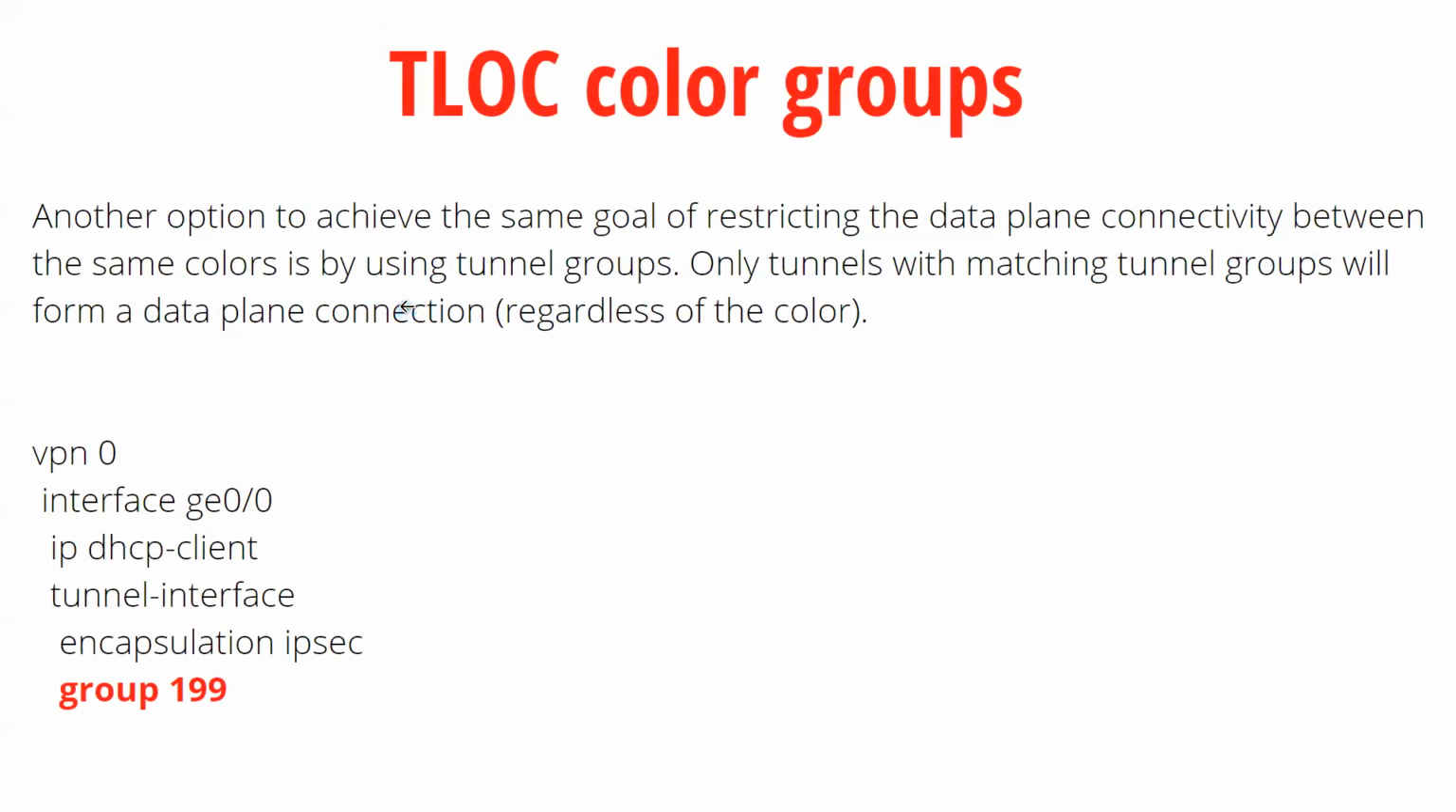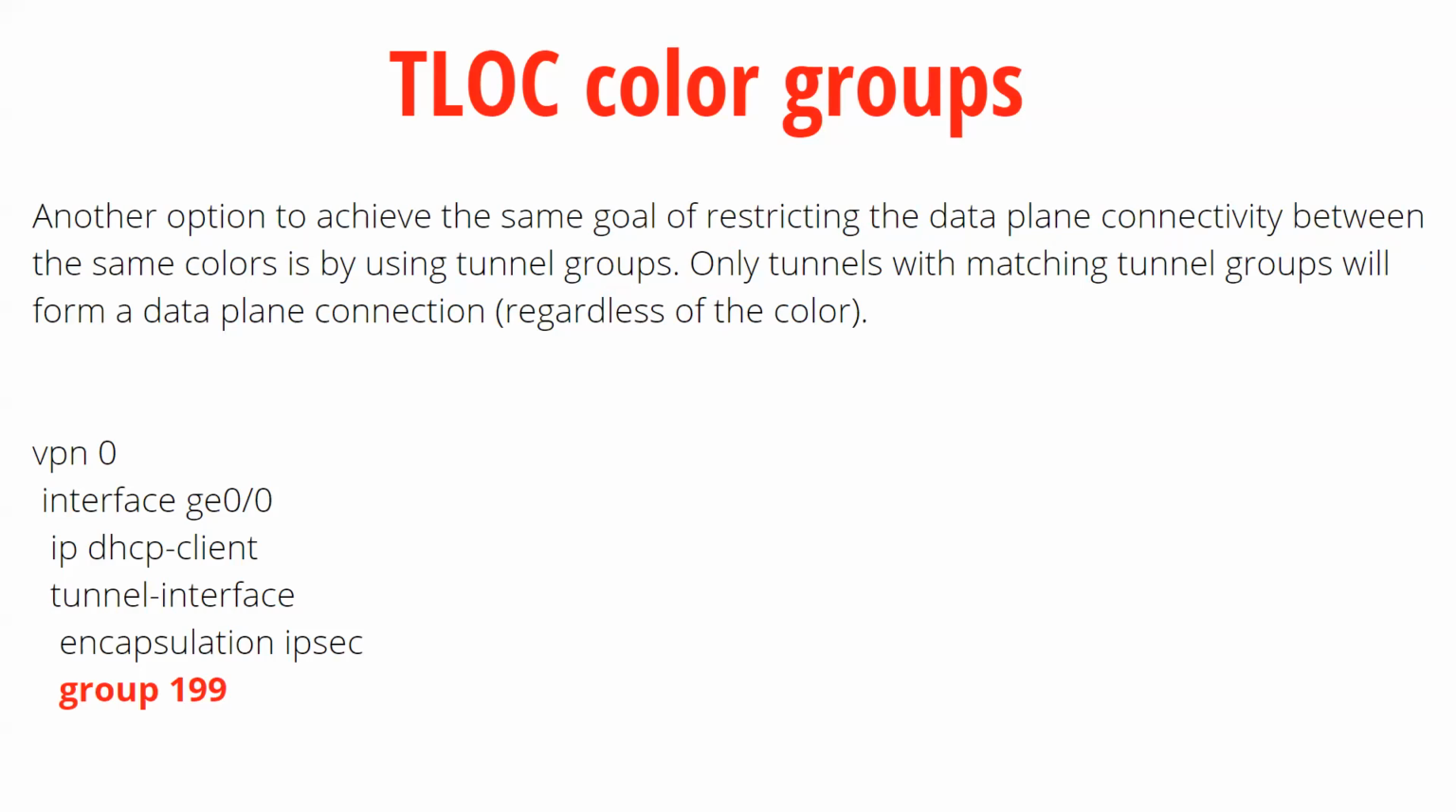Okay, there is another option to do the same thing. Another option to achieve the same goal of restricting data plane connectivity between the same color is using the tunnel groups, right? So restrict was a very easy, beautiful option that you just press in the template when you are creating a device template for a device. There is an option just below the TLOC. There is an option restrict. Yes, turn it on or off. So you turn on the restrict and restrict takes care.